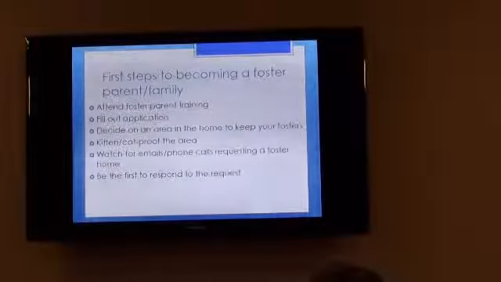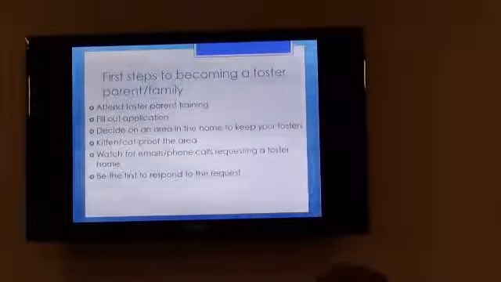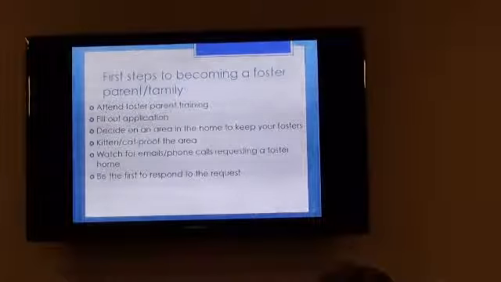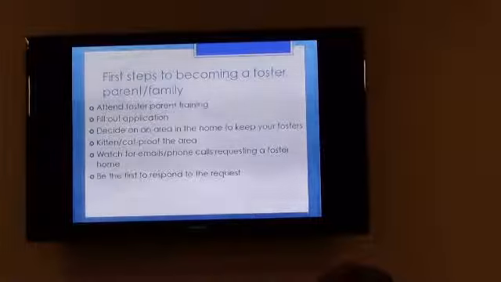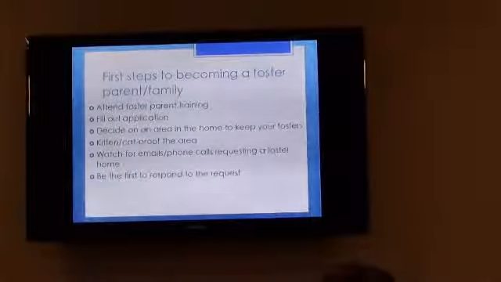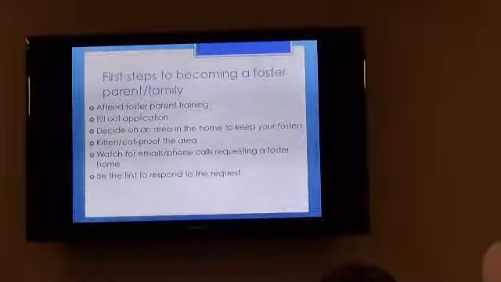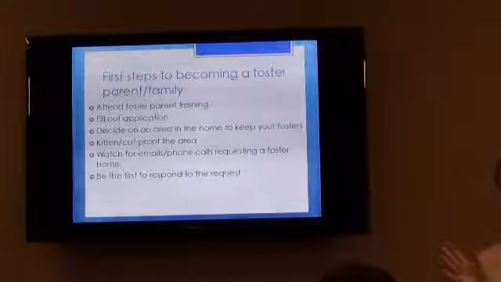Okay? But if you are interested in it, it's good to think ahead of time before you get a call about fostering, about what area in your home you would want to keep your fosters in. And then you work on kitten and cat proofing that area, which means things like getting rid of any valuable things that might be in the room, making sure wires are put up so that they cannot chew on them and things like that. And you will get a complete handout of what it means to kitten or cat proof the room you keep your fosters in, and a lot of other information as well.